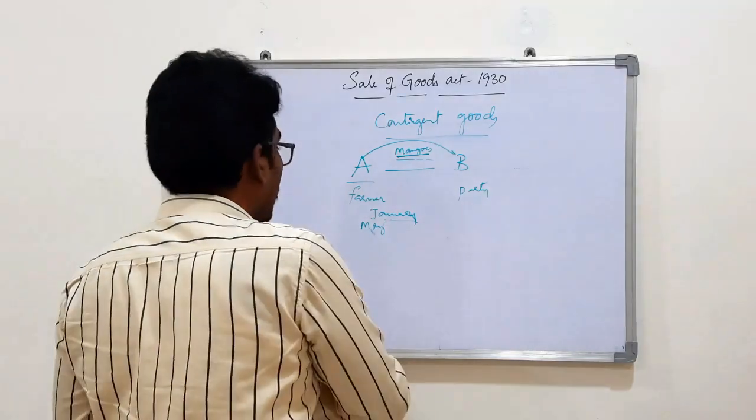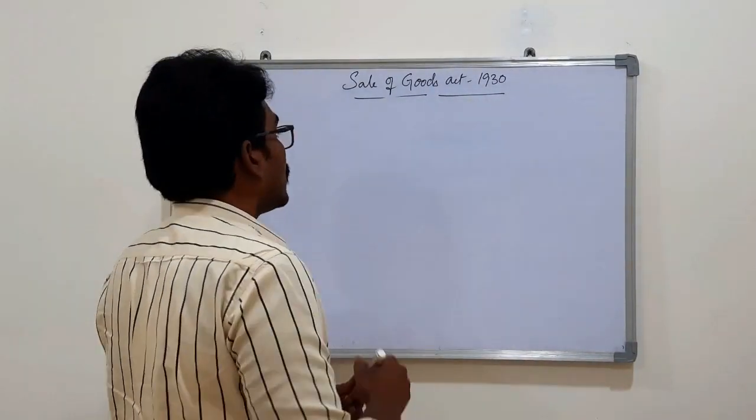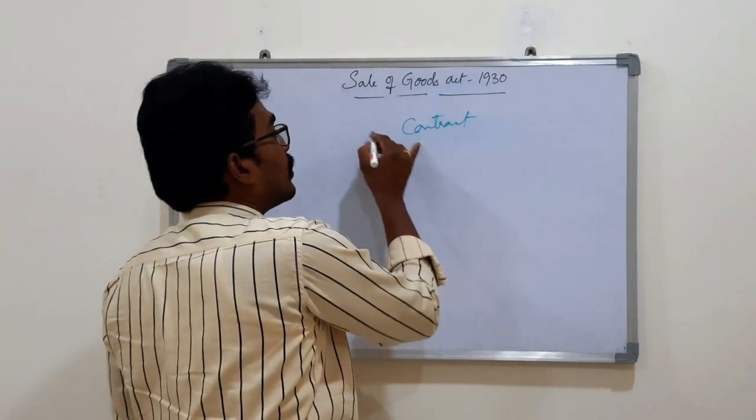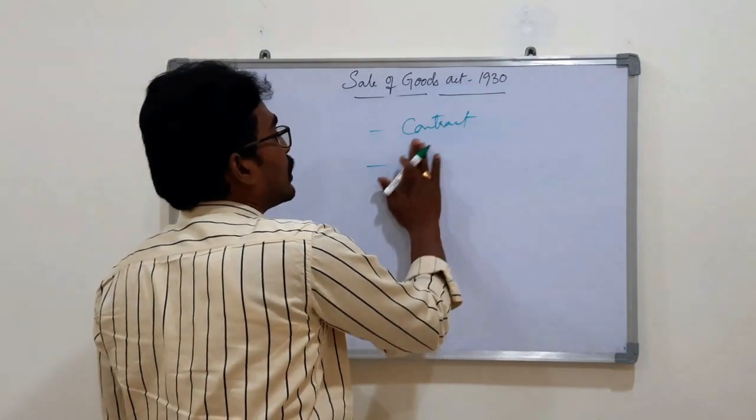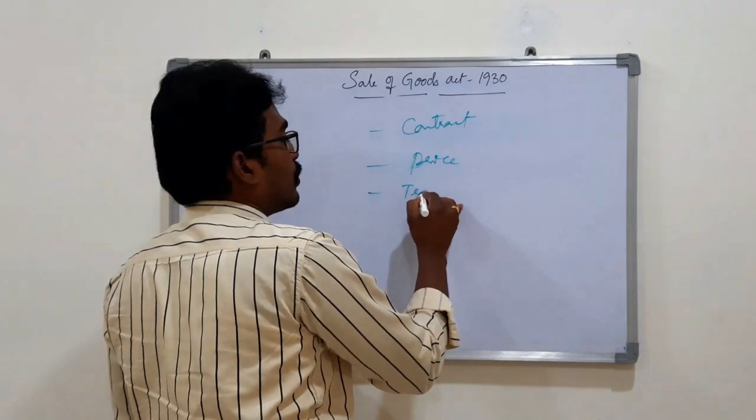Right, understood. Now coming to the next essential element, which is contract, and the next essential elements, price and transfer of ownership.